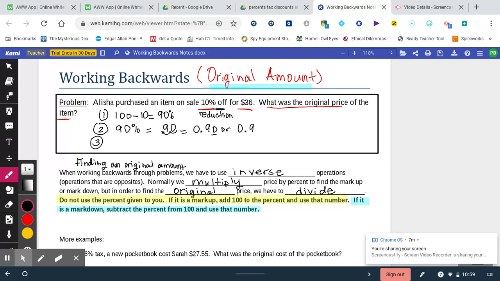Okay, we're not going to multiply our decimal by the number that was in the problem. We're going to take the number and divide it by the decimal. So if you take 36 and divide it by 9/10, you get $40 was the original amount. And again, the difference between this kind of problem and what we had previously is previously we were given the original amount. Now we're looking for the original amount, so we got to work backwards.